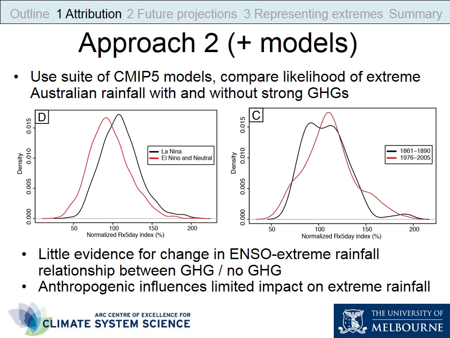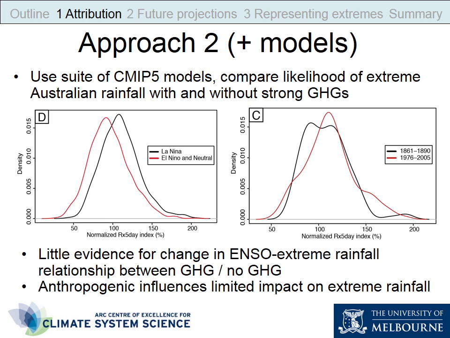But if we look again in the tail of this distribution, comparing the strong human influenced distribution, the one in red, with the one that had minimal anthropogenic influences, we see in the tail there's actually very little difference between them. So in this study, it was found that there was little evidence for change in the relationship between extreme rainfall and ENSO, with and without greenhouse gases, but also that the anthropogenic influences had a limited impact on the extreme rainfall. So that helped us pick apart those different contributing factors by using the climate model, as well as all the other information we had available.